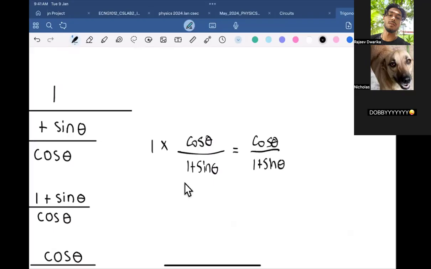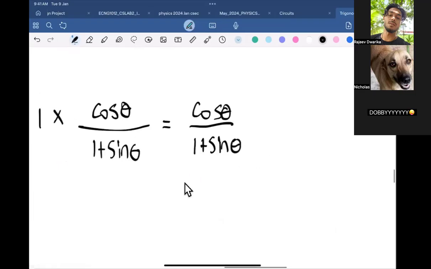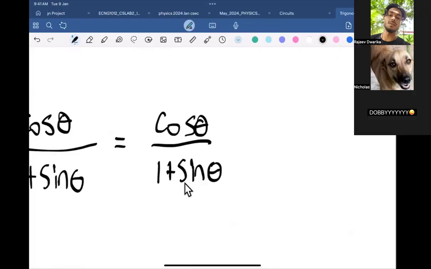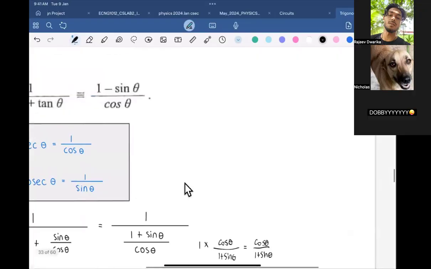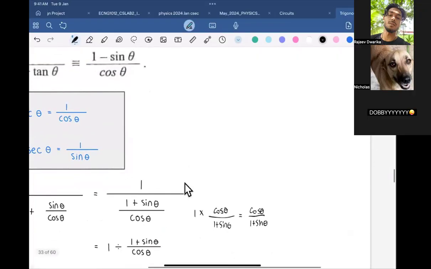And truth be told, you can't really do anything. Like, if you look at this, you can't really do anything. And look what we're trying to prove. We're trying to prove 1 minus sine theta over cos theta. That kind of looks like the opposite of this. Yeah. So we had to do something.